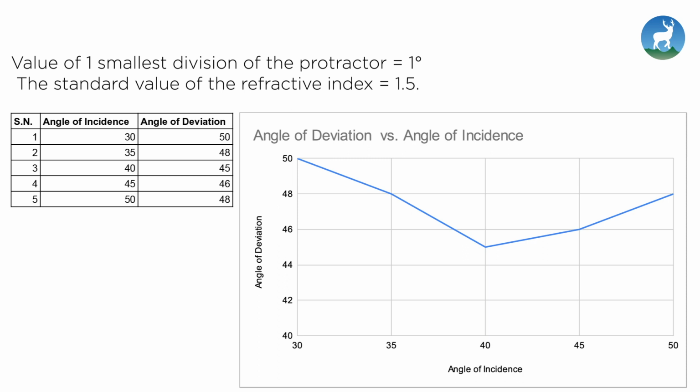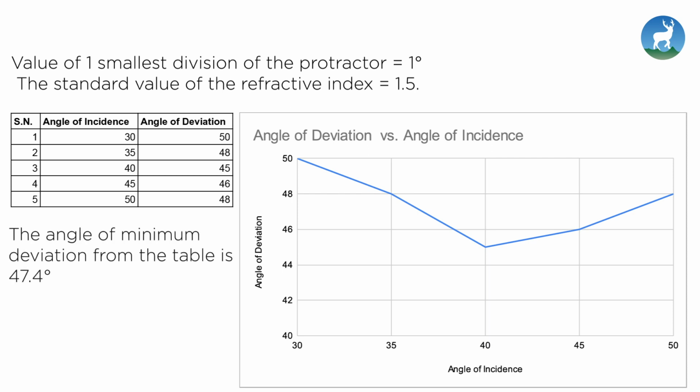For angle of incidence 40 degree, we have angle of deviation 45 degree. For angle of incidence 45 degree, we have angle of deviation 46 degree. For angle of incidence 50 degree, we have angle of deviation 48 degree. So, the angle of minimum deviation from the table is 47.4 degree.